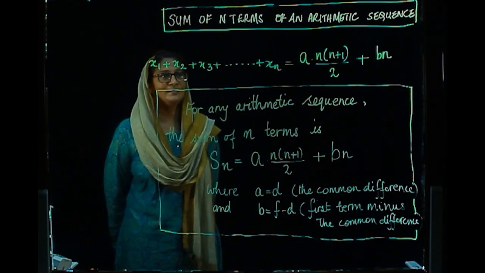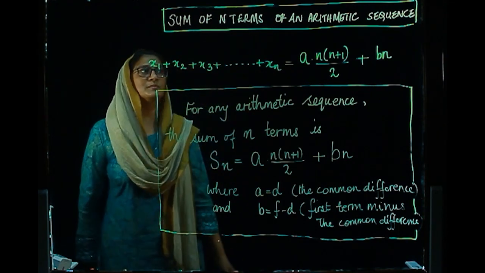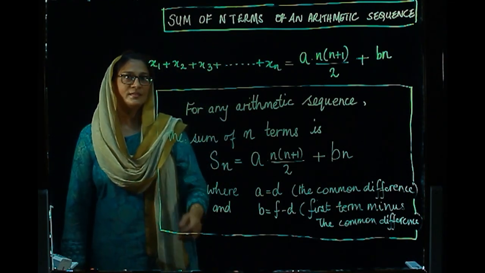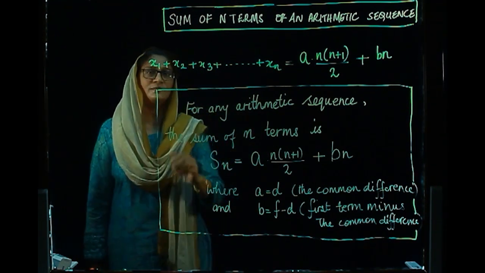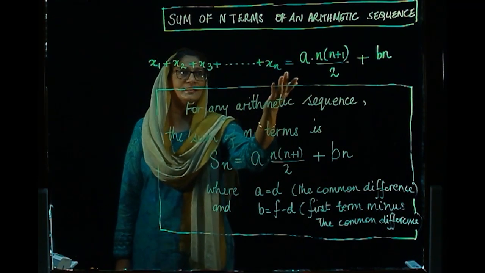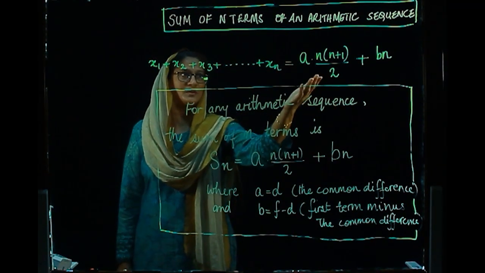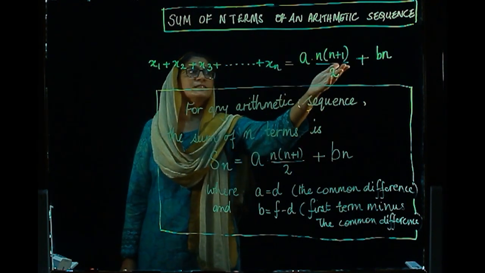Let us see what we have just seen. We are trying to find the sum of n terms of an arithmetic sequence. The terms are x1, x2, x3, etc., and the last term is xn. We have just seen that if you add them, the sum can be found by using a into n plus 1 by 2 plus bn.